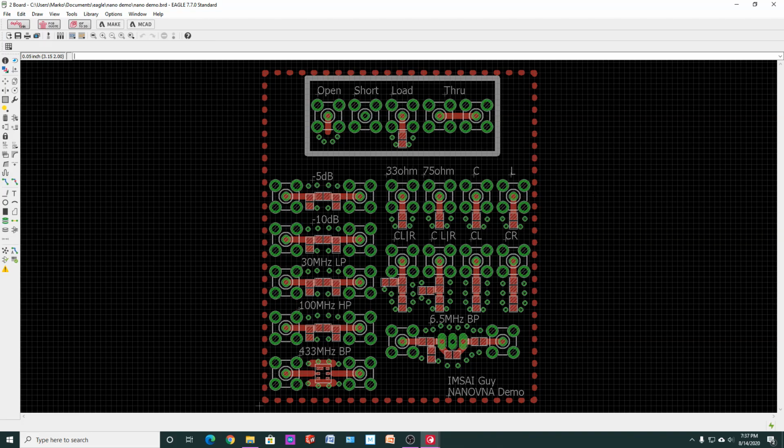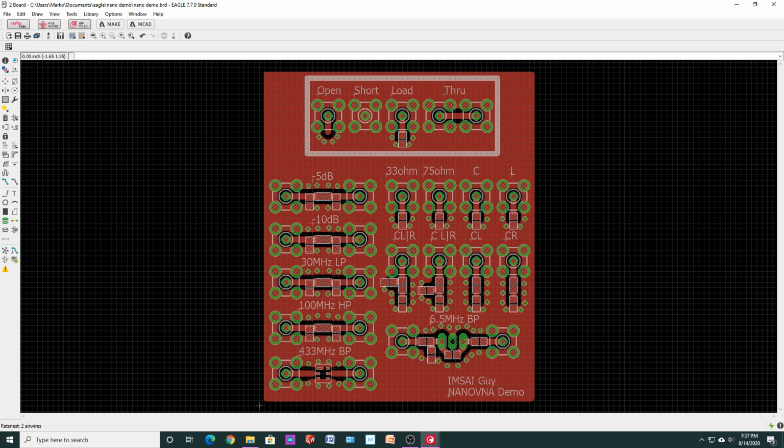I got tired of having a cool NanoVNA demo board that I couldn't use because of those stupid little connectors. I understand why they didn't lay it out with SMA connectors. It would have been too big and expensive, but why don't I do that? And so I laid this board out.